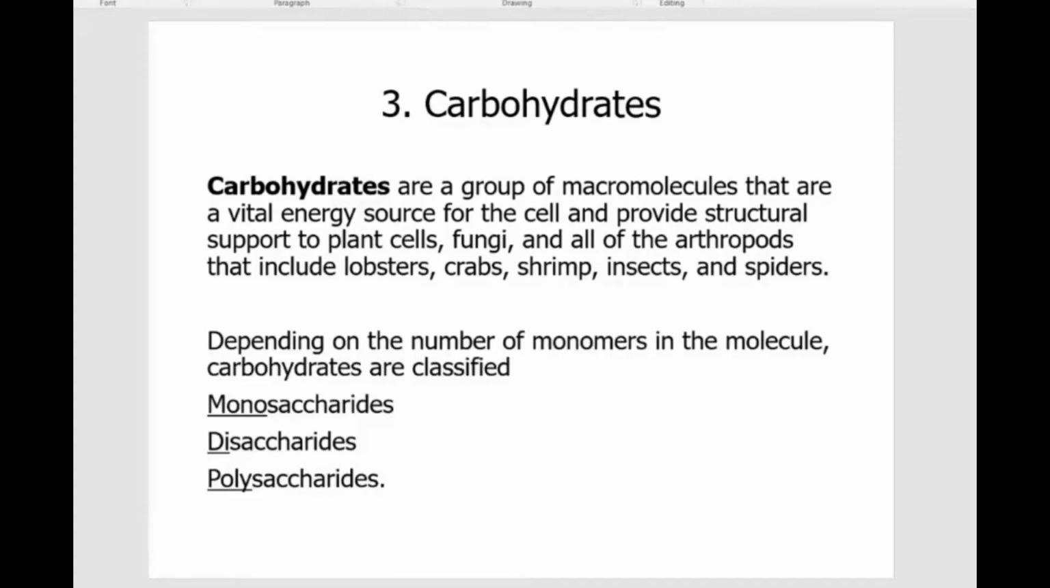So we have covered the first two groups of biomolecules, proteins and lipids, and today we're going to focus on carbohydrates and nucleic acids. Carbohydrates are something that you ingest a lot from food. For example, think about rice, potatoes, bread. All those things contain a lot of carbohydrates.